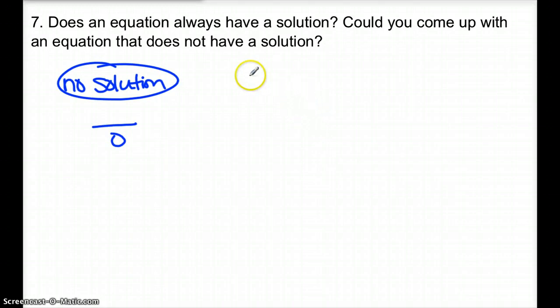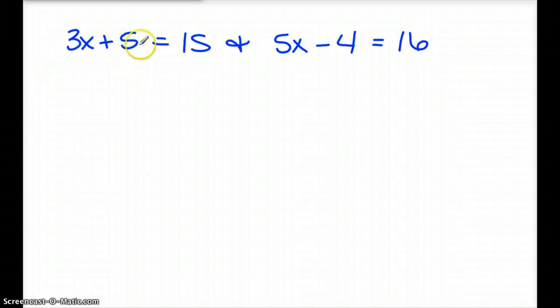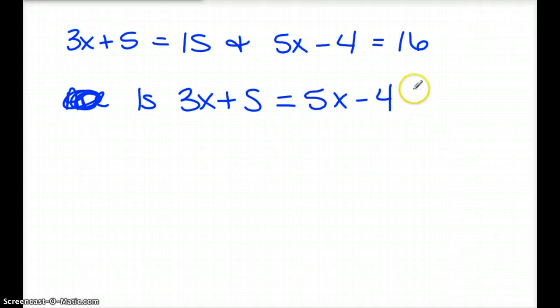Now, one more type of example that I want to look at before we wrap this up here. Looking at the substitution method, if I told you that we had an equation like 3x plus 5 equals 15, and we had another equation, let's say 5x minus 4 equals 16. If I were to ask you, let me fix that, is 3x plus 5 equal to 5x minus 4?